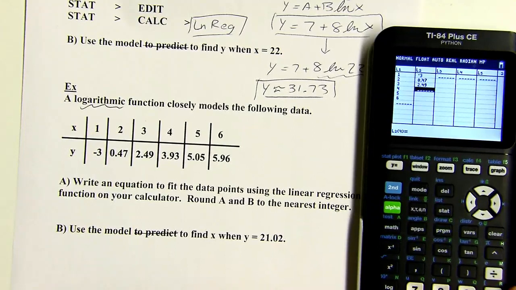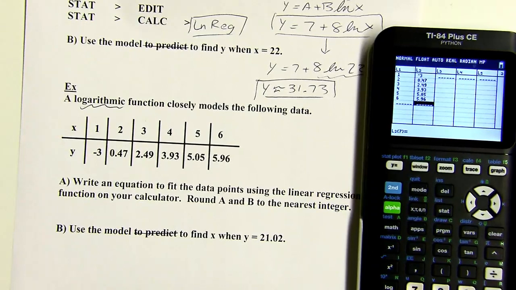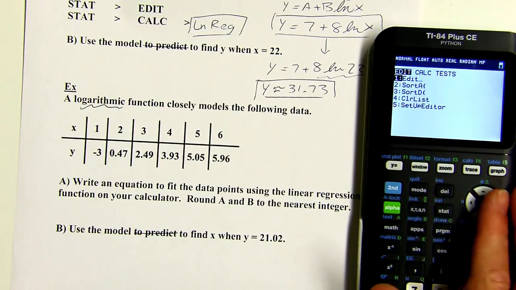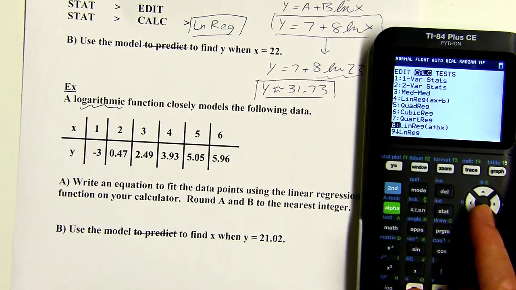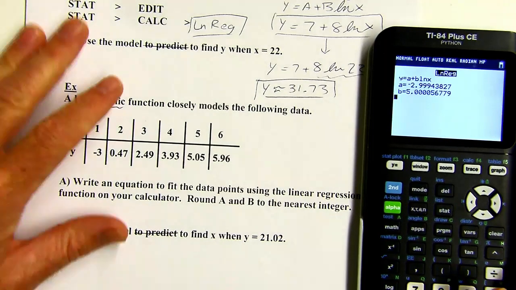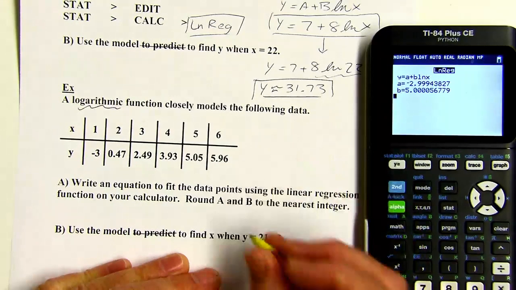If you accidentally use the minus key instead of the negative key, you will get an error when you try to do the regression, okay? All right, so got that in there. Let's go to stat and then calc, and I'm going to go down to that natural log regression. Get past the screen. This goes pretty quick once you get used to it. And then it's asking us to round to the nearest integer again.